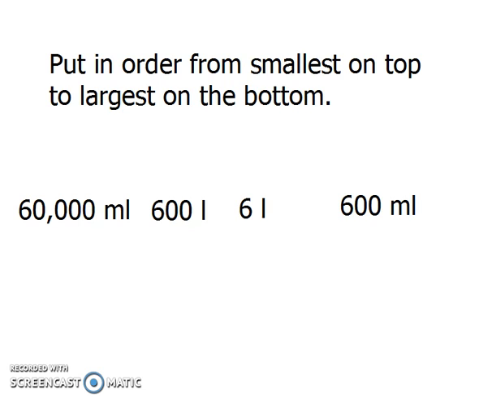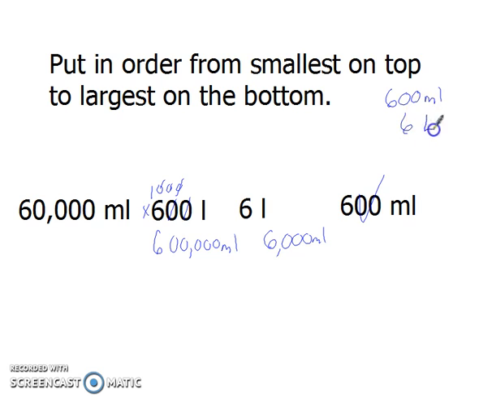Last one. Order from smallest on top, largest on the bottom. So I need to take this times 1,000. 1, 2, 3, 4, 5 zeros to append. 6 with 5 zeros, that'd be 600,000 milliliters. 6 times 1,000, 6,000 milliliters. And then let's check it out. 600 milliliters is the smallest. Got him. 6,000 would be the next smallest, which is really 6 liters. 60,000 milliliters. And last but not least, 600 liters.